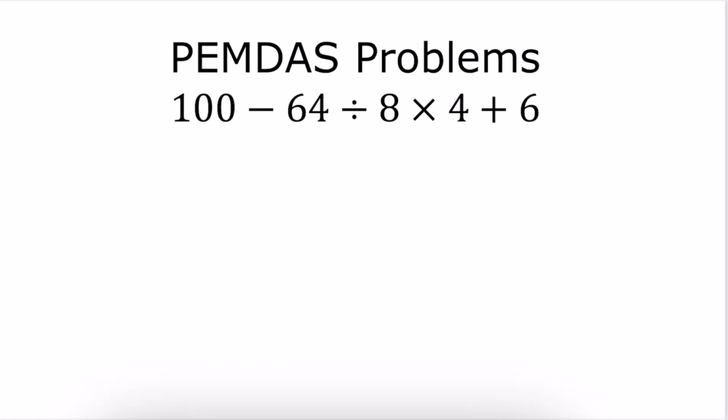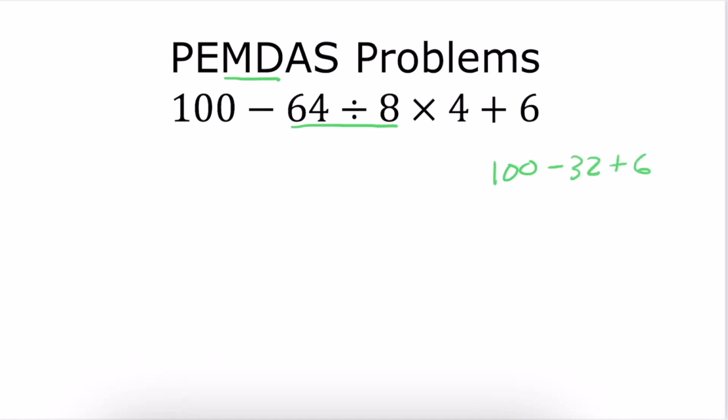So if you had an expression like this, the correct way to use PEMDAS would be to first look and see if you have any parentheses, which we don't. We also don't have any exponents. And then you would want to do multiplication and division from left to right. So in this case, that means you would do 64 divided by 8, which is 8, multiply by 4, which is 32. So you would rewrite this as 100 minus 32 plus 6.